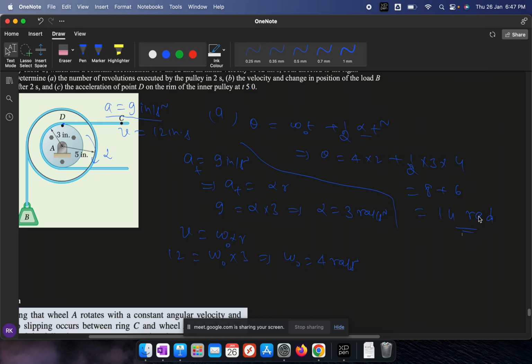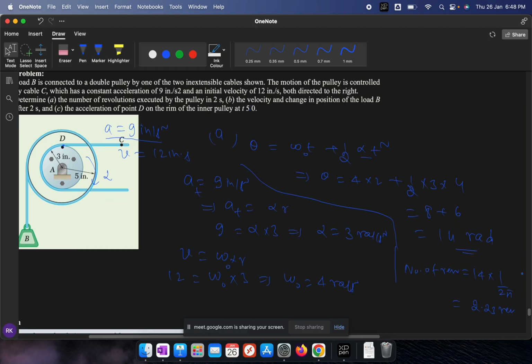Now it is asking number of revolution. So how will you write the number of revolution? Number of revolution equal to omega t plus half alpha t squared. Number of revolution will be 14 into, directly, 1 by 2 pi. So that will be the number of revolution, 2.23 revolution. So this is for part A.